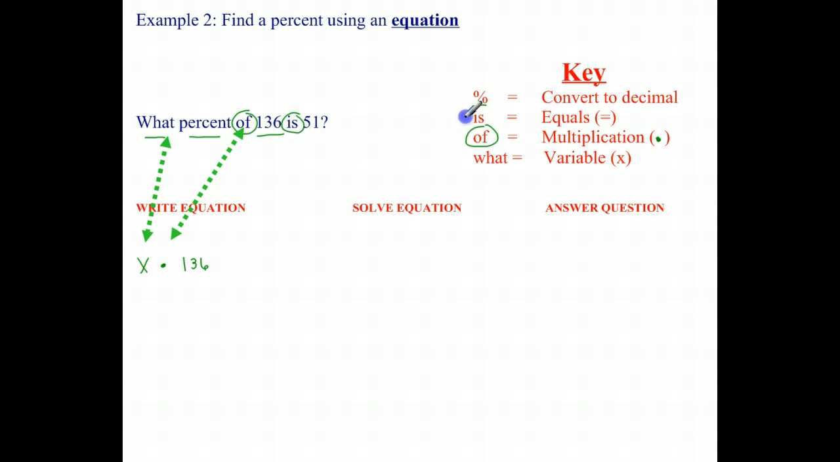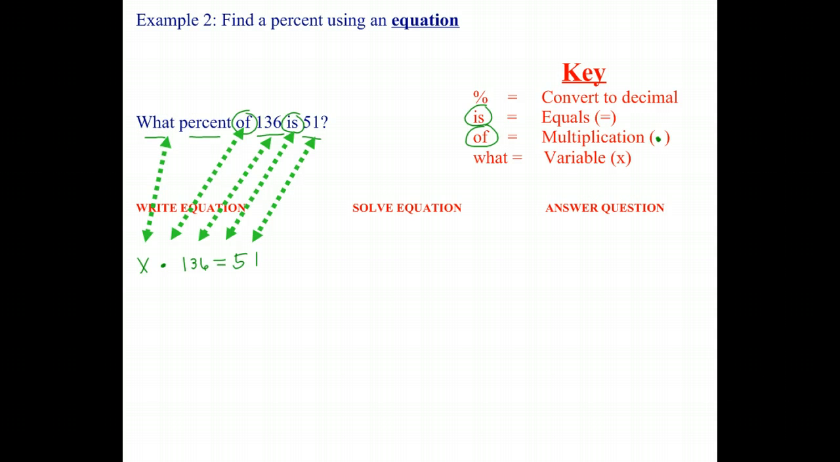The is, I'm going to translate that as an equal sign. And finally, the number 51 would just be translated as 51. So let's fill in our arrows so you know where these things are coming from. The is was our equal sign. And our numbers are just translated as numbers. The only exception to that is when I have a percent, which I should convert to a decimal. The word what is going to indicate that I don't know what that is, and you should use a variable. That's what I did right here.